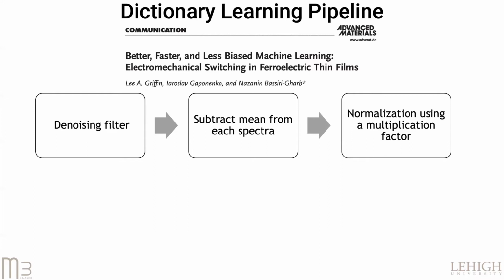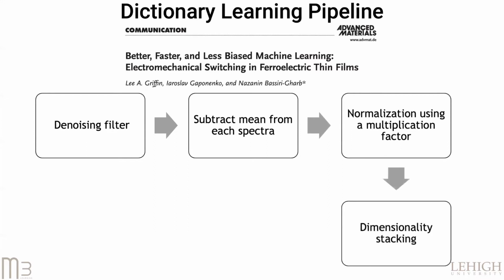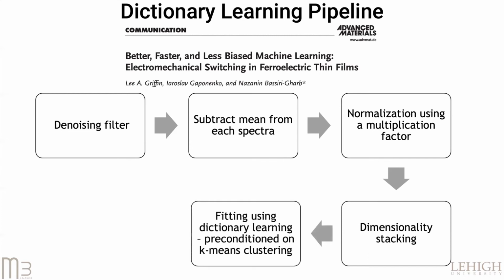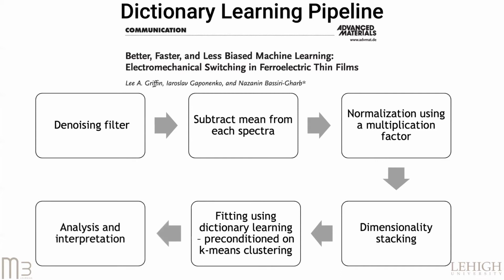They normalize the data using a multiplication factor, which they chose. And then they conduct dimensionality stacking, where you stack 2 dimensions, the piezo response and the resonance, one on top of each other. And they fit their model using dictionary learning based on scikit-learn. This was preconditioned by using the k-means clustering results. And then they conducted analysis and interpretation.